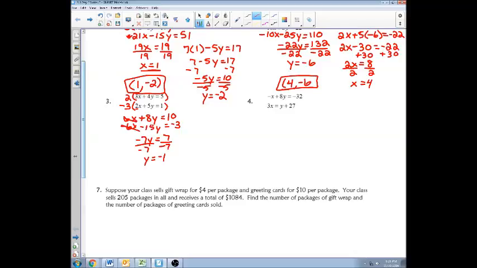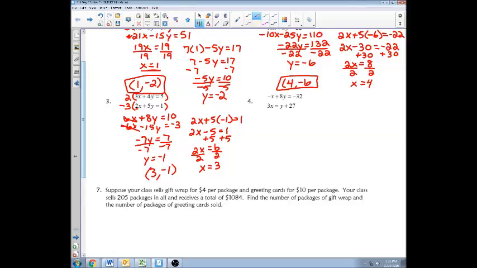Now I need to go ahead and put that back into one of my equations. Again, I'm going to use the 2x plus 5y because the 2 is smaller than the 3 for my leading coefficient. So it'd be 2x plus 5 times negative 1 will equal positive 1. So 2x minus 5 would equal 1. Add 5 to both sides. 2x would equal 6. Divide by 2. X would equal 3. So my coordinate would be 3, comma, negative 1.